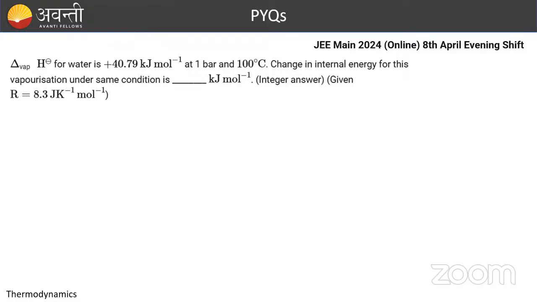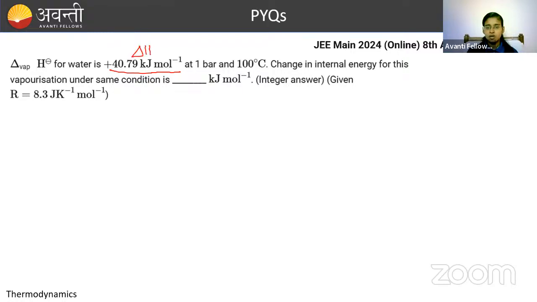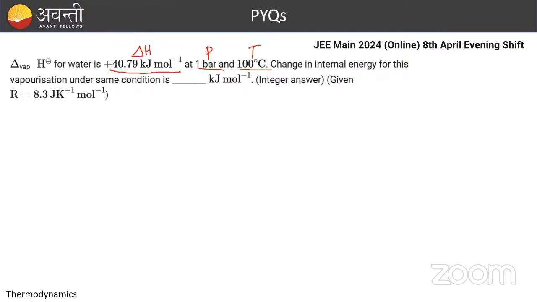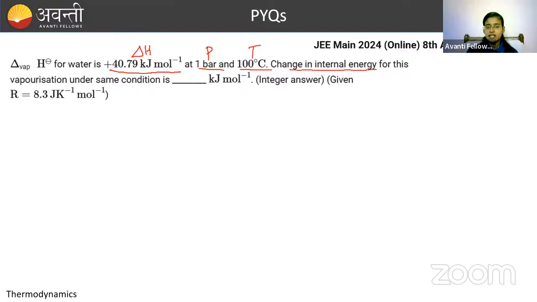Okay, fine. So now coming to this, delta H vaporization for water is given at 1 bar pressure and 100 degrees Celsius. Change in internal energy for this vaporization. So delta H value is given, and pressure value is given. 100 degrees Celsius means it is temperature, right? Temperature is given. Then internal energy is asked, under the same condition, as dash kilojoule per mole.